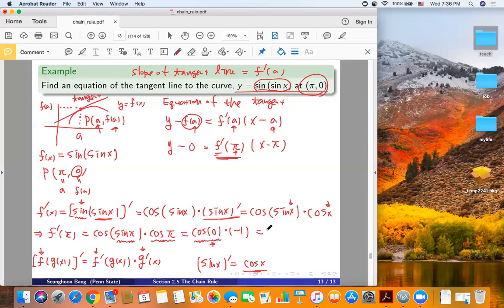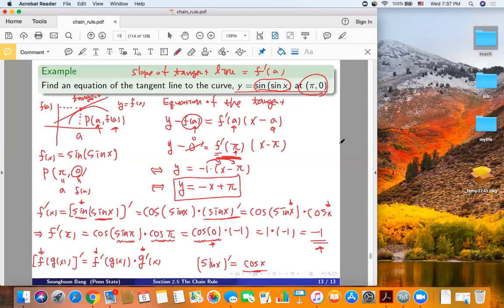Cosine of 0 is just 1. 1 times -1 is -1. You can plug into here. The 0 goes to 0, gone. f prime of pi is -1. So we have -1 times x minus pi. Simplify: y equals, distributing -1 to the x and pi, -x plus pi. That's it. This is exactly the equation of the tangent line.